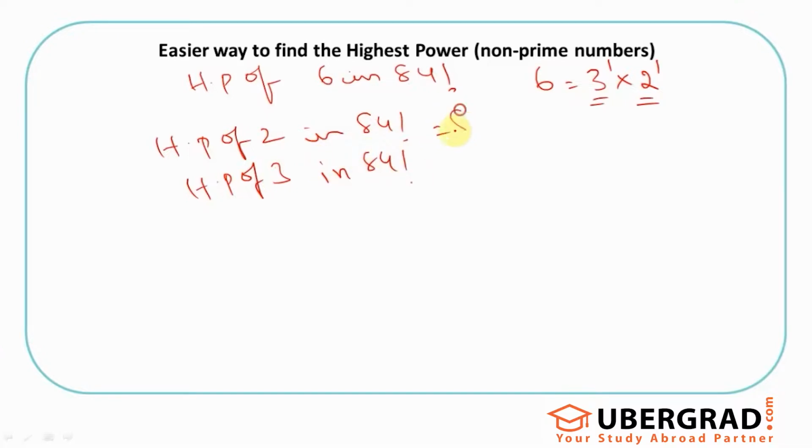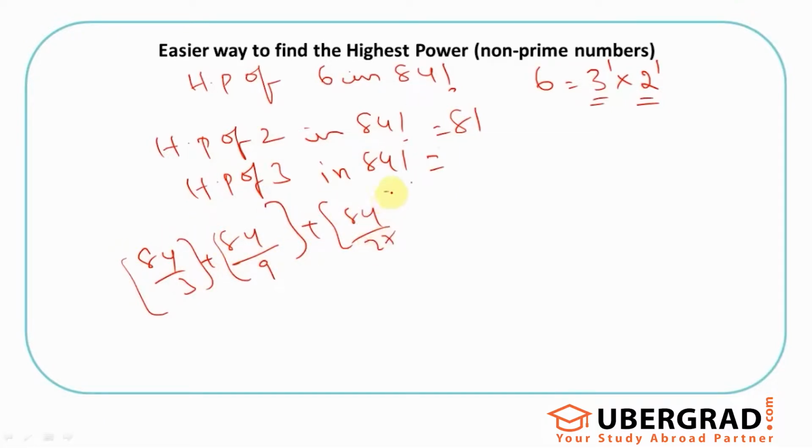What I know from the previous is that the highest power of 2 in 84 factorial is 81. Let me find it for 3 as well. 84 by 3, 84 by 3 square which is 9, 84 by 27 and 84 by 81. And everything else would be 0 from here.